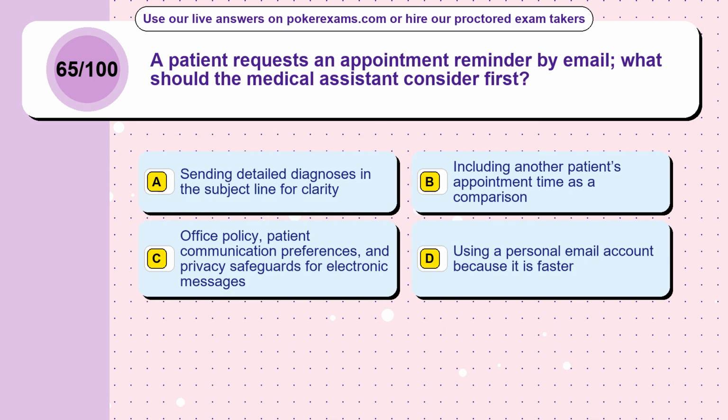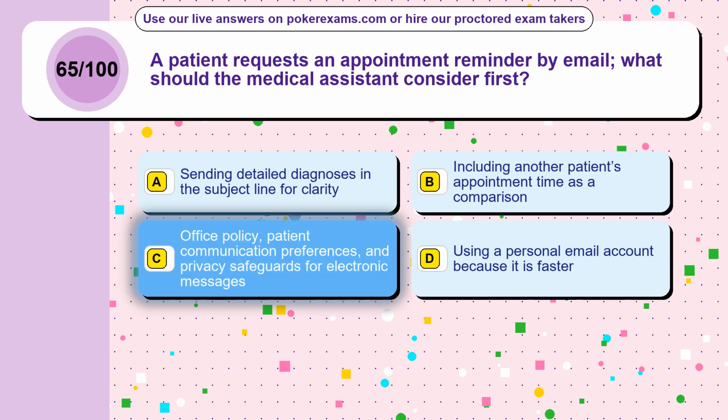Question 65. A patient requests an appointment reminder by email. What should the medical assistant consider first? Option A, sending detailed diagnoses in the subject line for clarity. Option B, including another patient's appointment time as a comparison. Option C, office policy, patient communication preferences, and privacy safeguards for electronic messages. Option D, using a personal email account because it is faster.